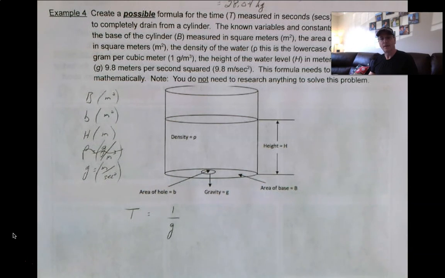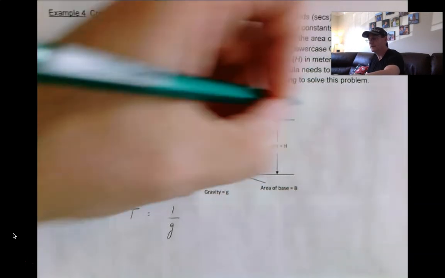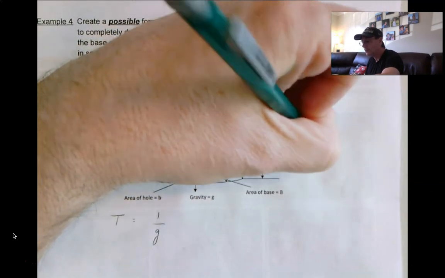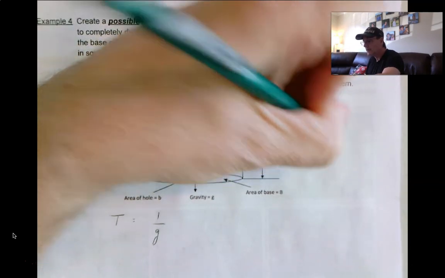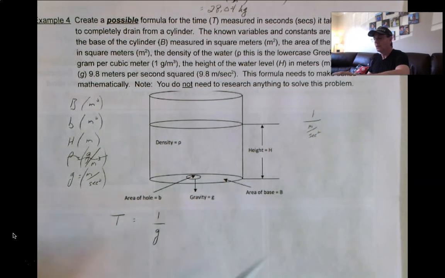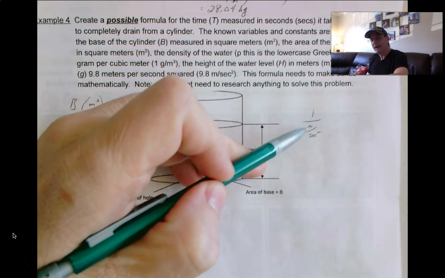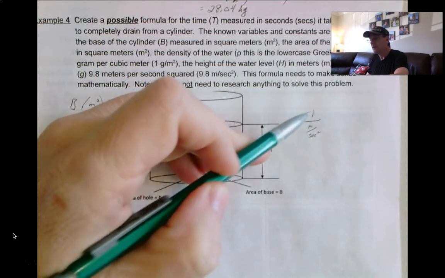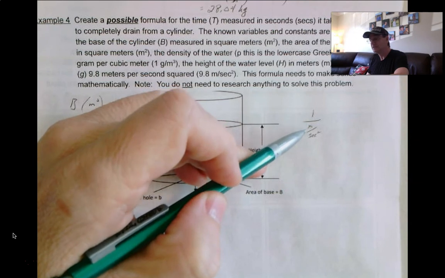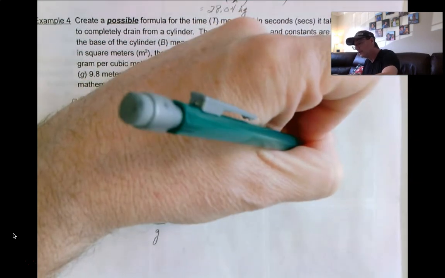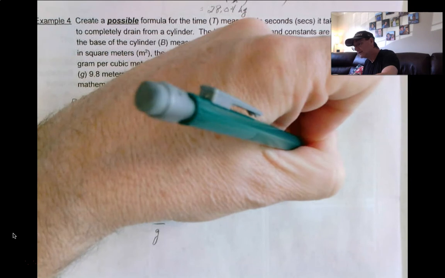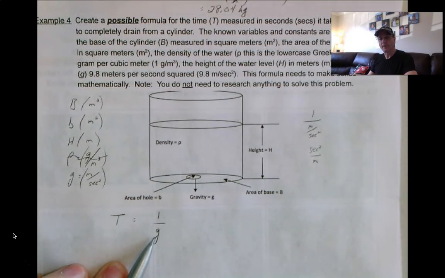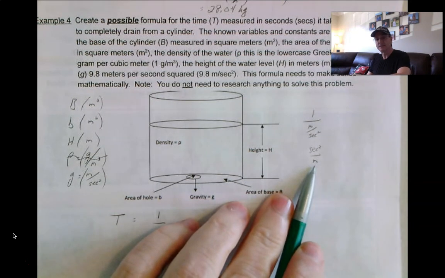What do we have so far? This is 1 over meters per second squared. 1 divided by a fraction. We don't divide by fractions, we multiply by the reciprocal. So 1 times second squared over meters. 1 times second squared is seconds squared over meters. This is what we've got so far.